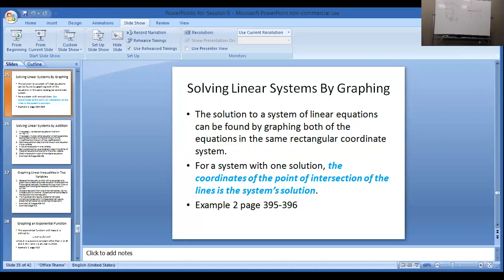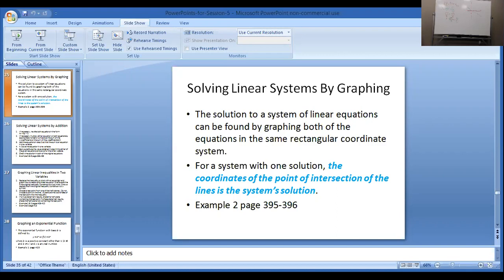Okay, I have two equations. The first one is example number 2, page 395: x plus 2y is equal to 2. The second one, x minus 2y is equal to 6. When I solve these two equations, that means I want x plus 2y equal to 2. If y is 0, x is 2.